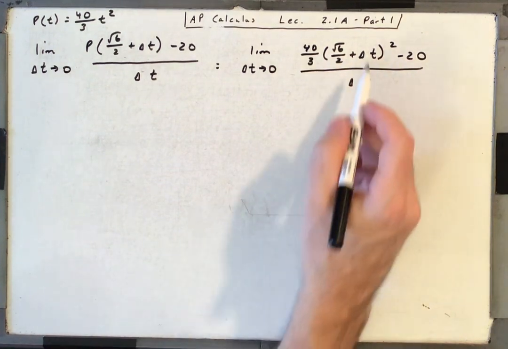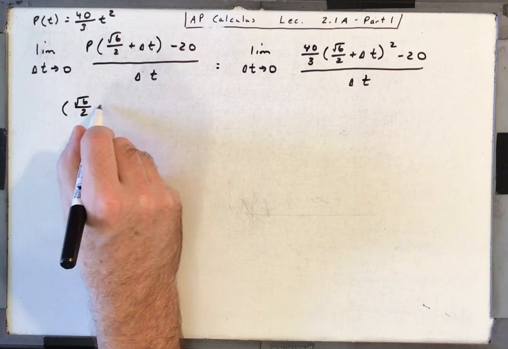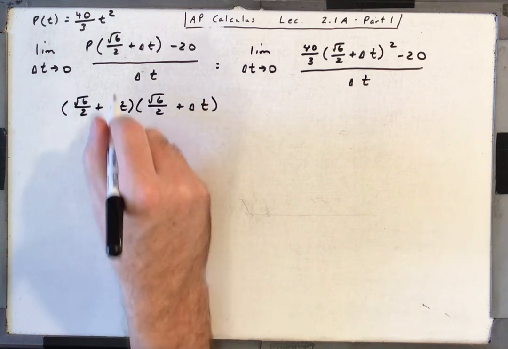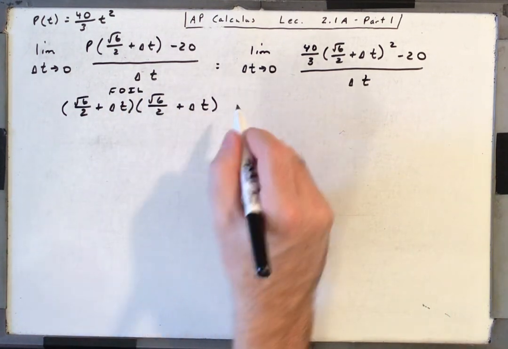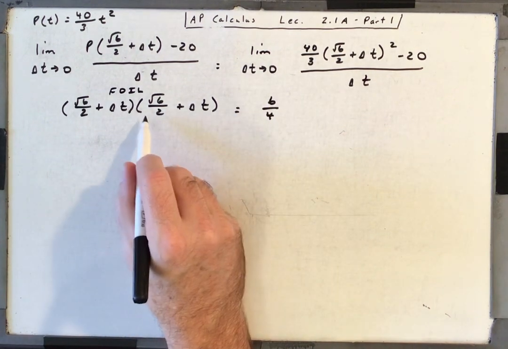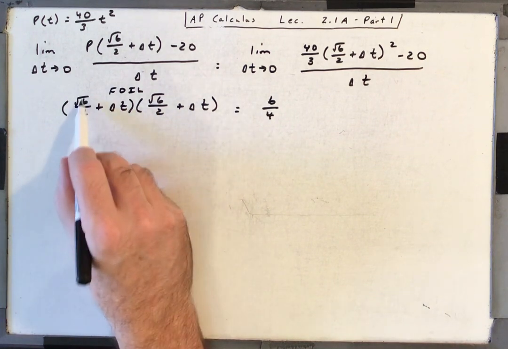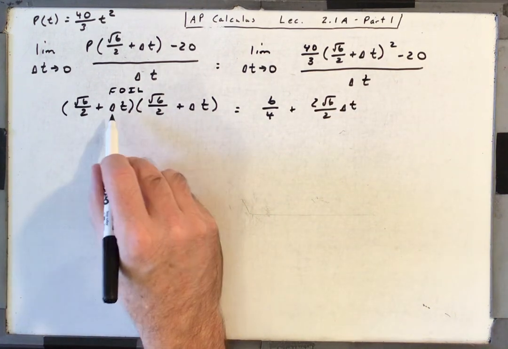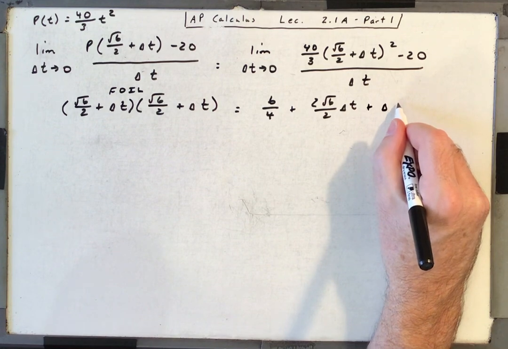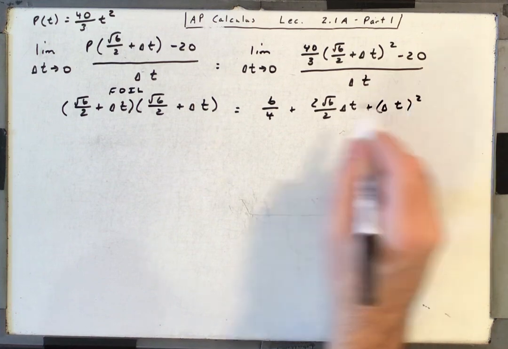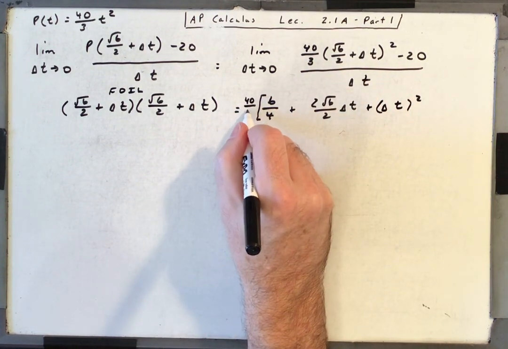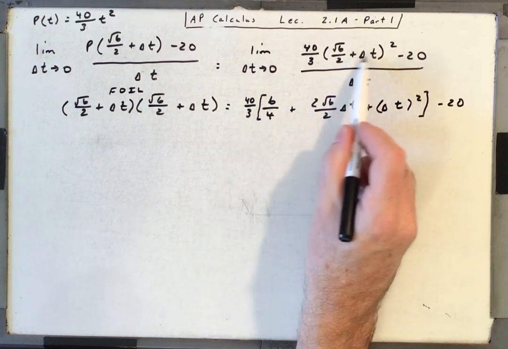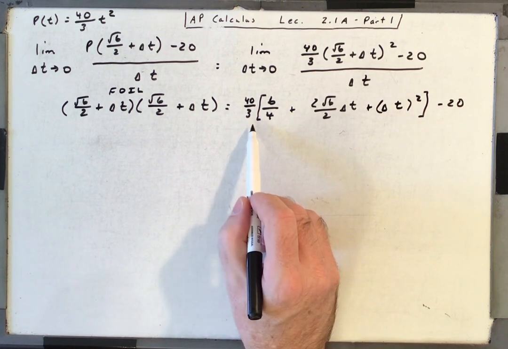Now I'm going to take that and FOIL it out because we're squaring that, right? So that's just root 6 over 2 plus delta t times root 6 over 2 plus delta t. FOIL that out. Root 6 over 2 times root 6 over 2 is going to be 6 over 4. And then we're going to have root 6 over 2 times delta t plus another root 6 over 2 times delta t. That's 2 times root 6 over 2 times delta t. You double it. And then delta t times delta t would be plus delta t squared. All of that is times 40 over 3, right? Minus 20. So I FOILed it out. That's just this part FOILed out, times 40 over 3, and then minus 20.